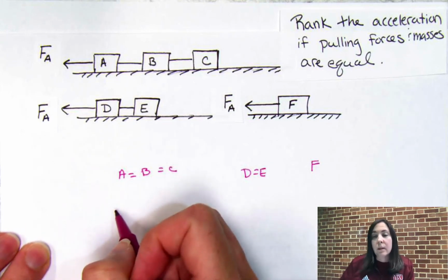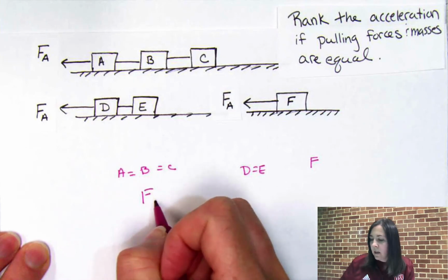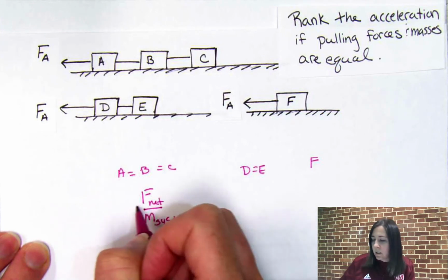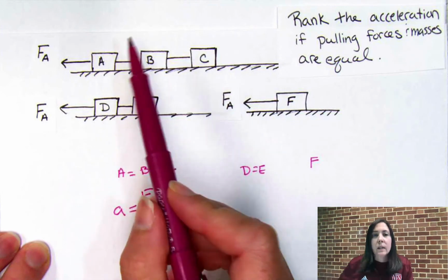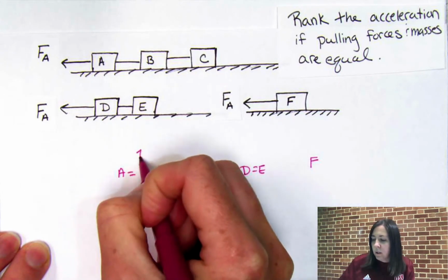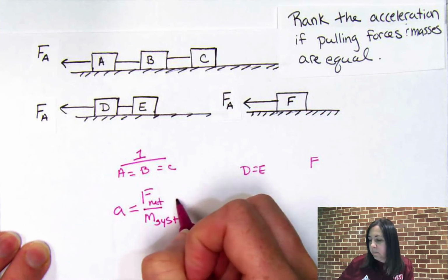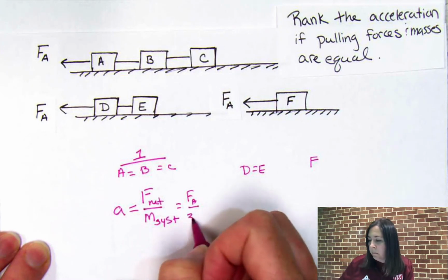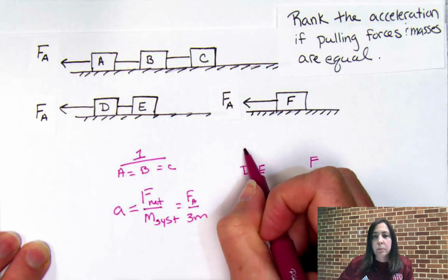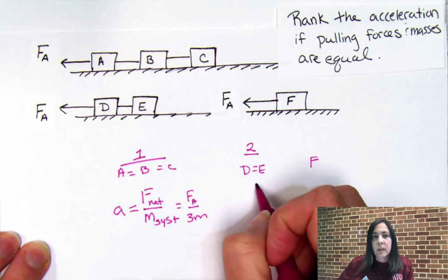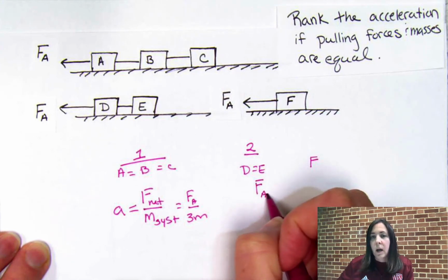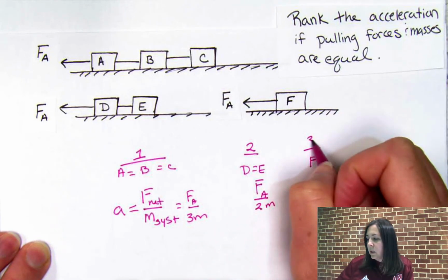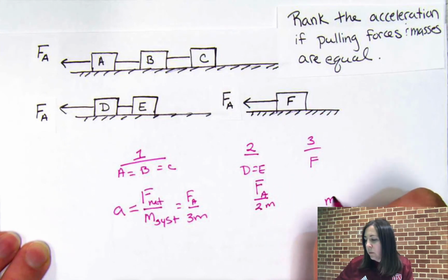And so the thing to think about is Newton's second law, where the net force over the mass of the system is the acceleration. When I look at, let's call this system 1, I see that the net force is F sub A, but the mass of the system is 3 times the mass, 3m. When I look at system 2, I see that the net force is the applied force, pulling it to the left, but the mass is 2 times m. And then finally, system 3, where it's just one single box, we have a total mass of just m with the same net force.